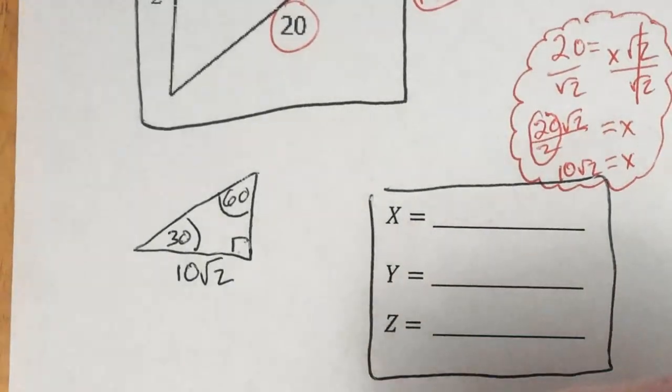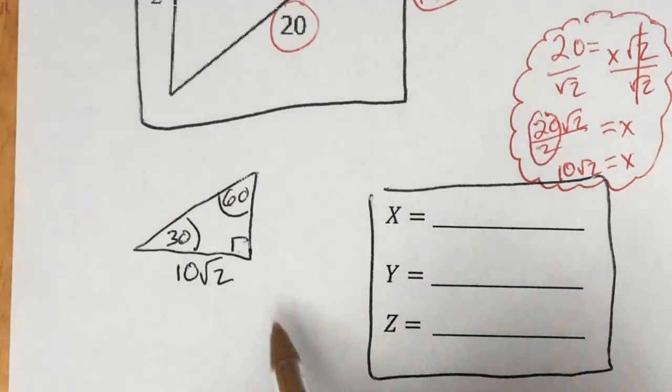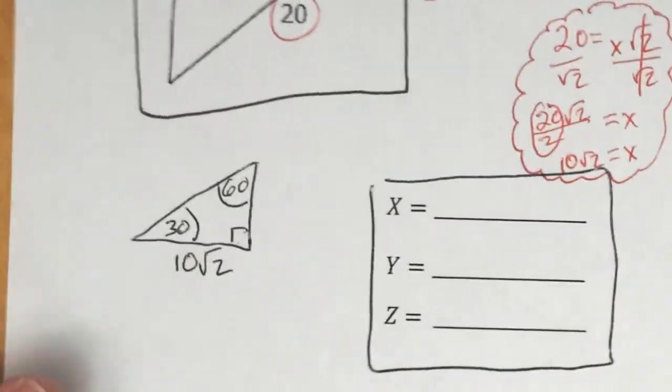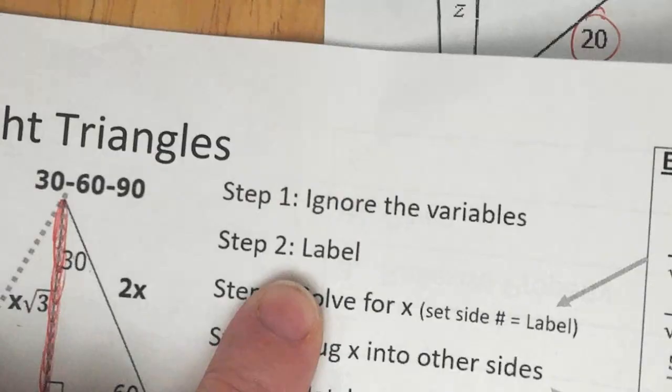All right, let's zoom in and focus just on this. Step 1, ignore your variables. Perfect. We did, because we didn't even bother writing them down. All right, let me slide this over a little bit. Step number 2, label.